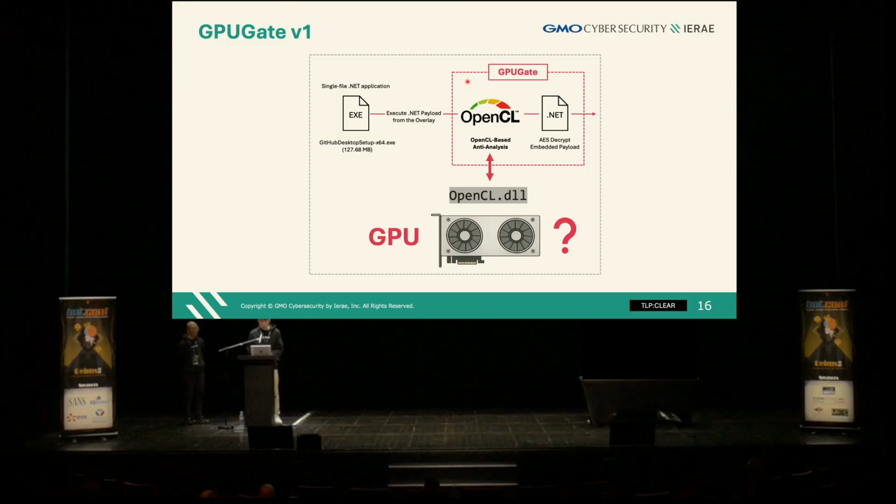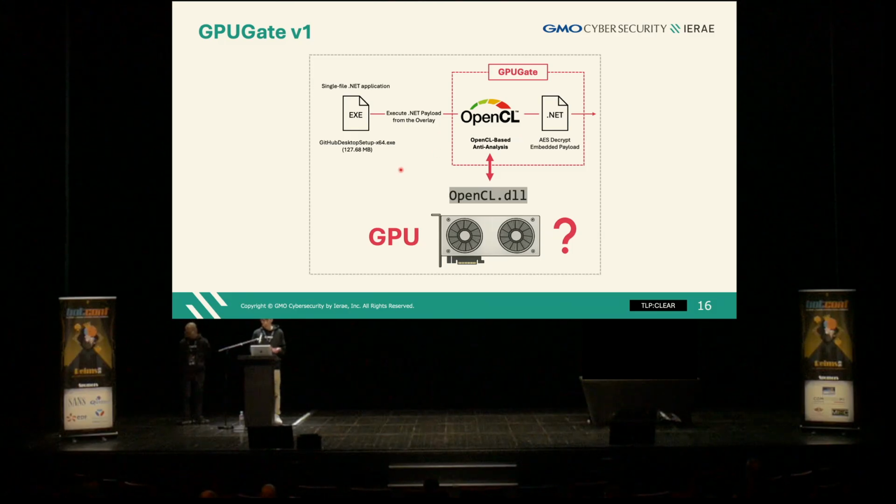So this malicious installer, just here, is a single-file .NET application, which is basically just a .NET application with all of its dependencies bundled into a single executable. So this executes the .NET payload part from the overlay, and this isn't malicious, this is just how execution flows, which then makes several calls to this OpenCL API before decrypting an embedded payload. And these calls require the OpenCL runtime and a GPU.